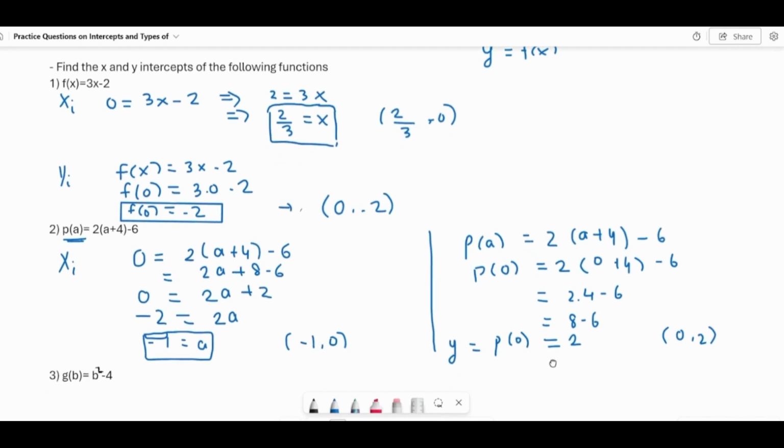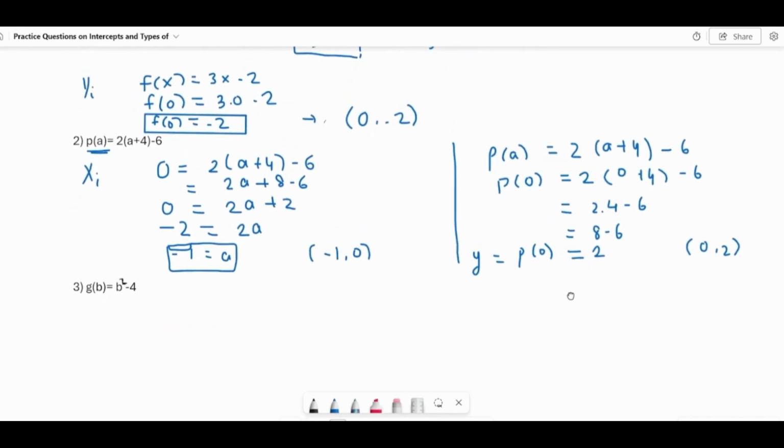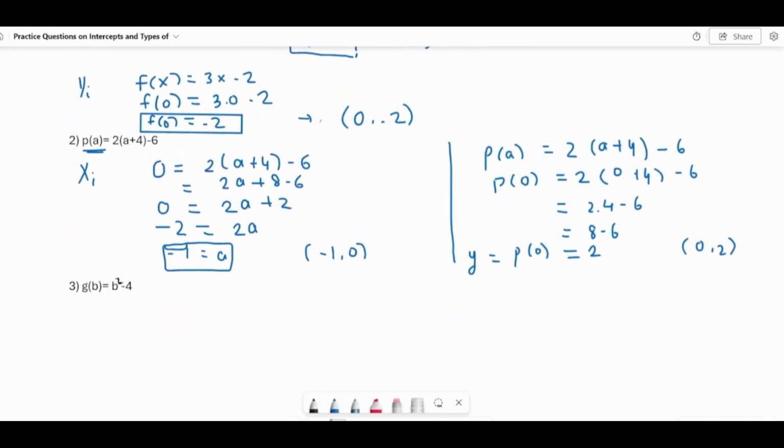Let's see the last question of this type. So here the function is g of b is equal to b squared minus 4. So again, to find the x-intercept, I will put g of b equal to 0. So then I will get 0 is equal to b squared minus 4. Now I will add 4 on both the sides. So I will get 4 is equal to b squared. And now I have to find the value of b.